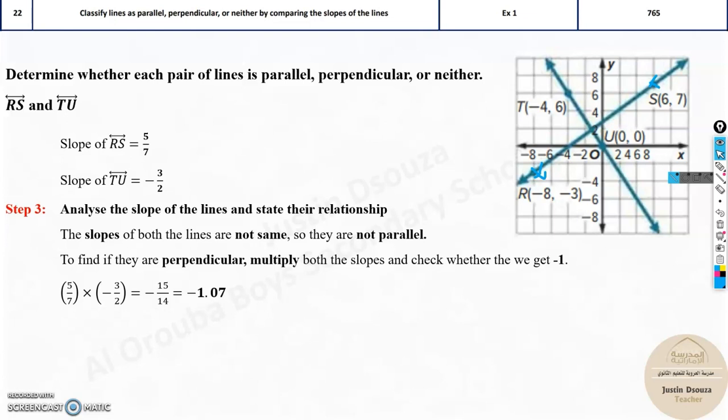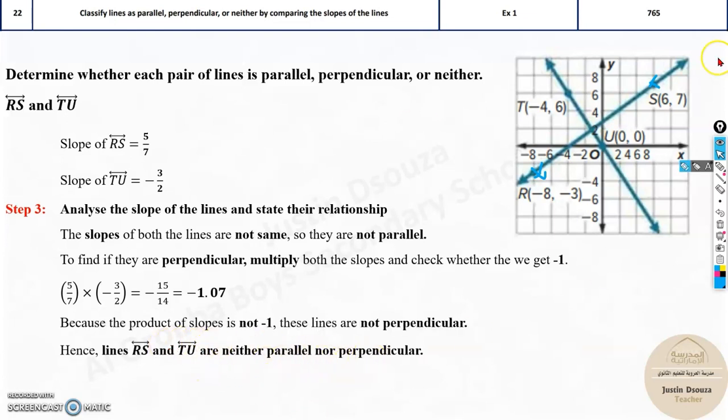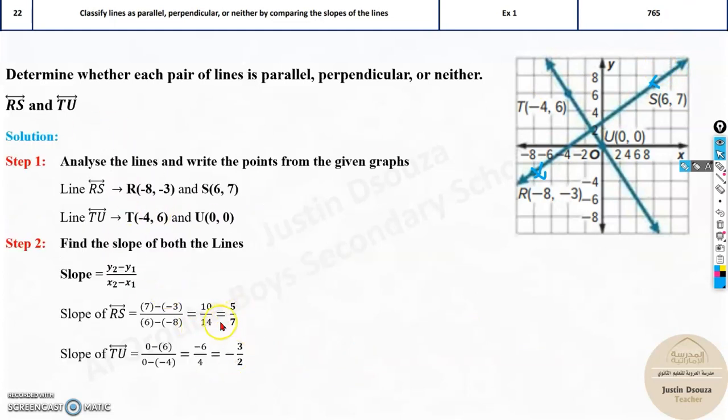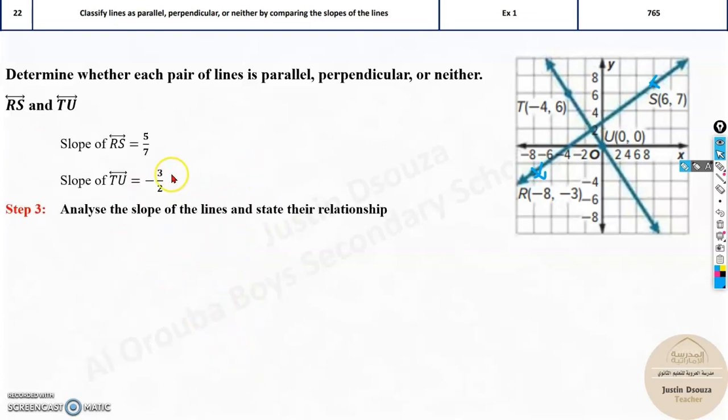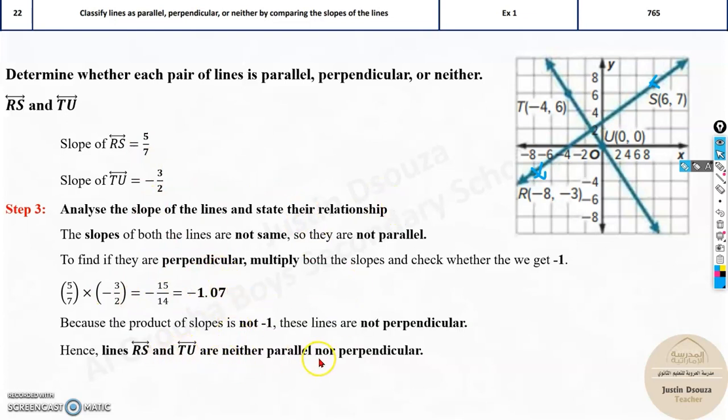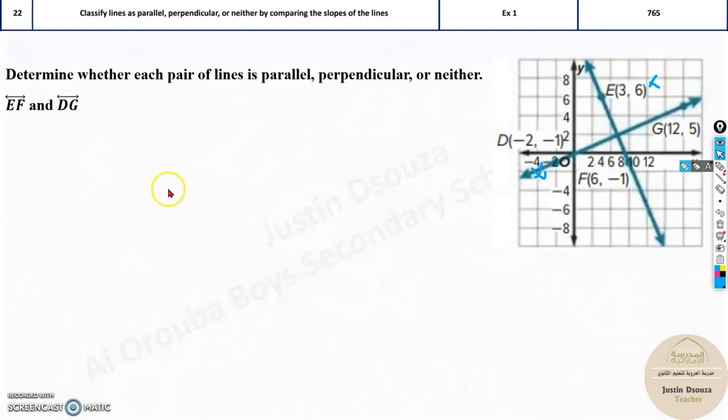If that is the case, then your lines would be perpendicular, but over here it is not the case. So that means this is neither. These are neither perpendicular nor parallel. So you need to do the slope over here. If they're not same, then you must check for perpendicular, multiply the slopes. If they're -1, it's perpendicular, but in this case, it's neither. That's the answer. Let's do one more last problem over here.